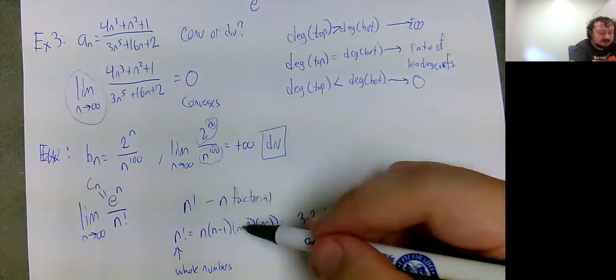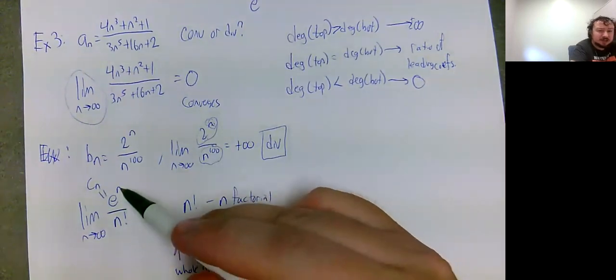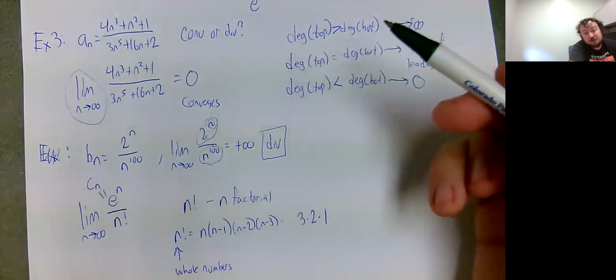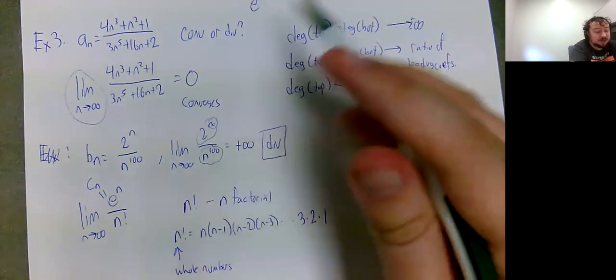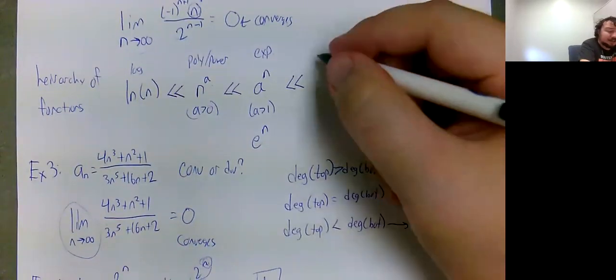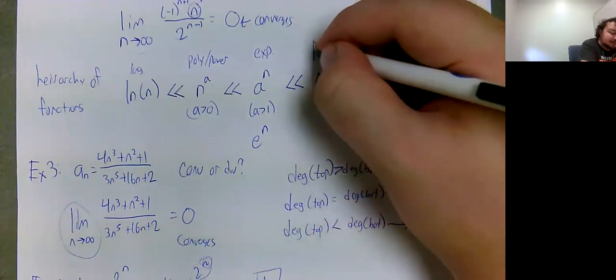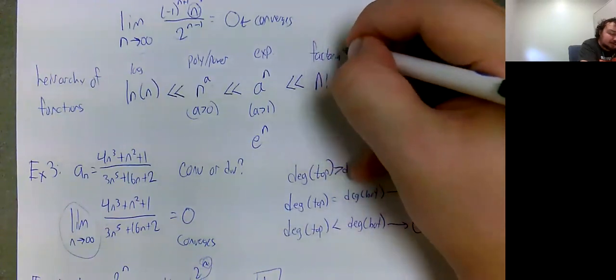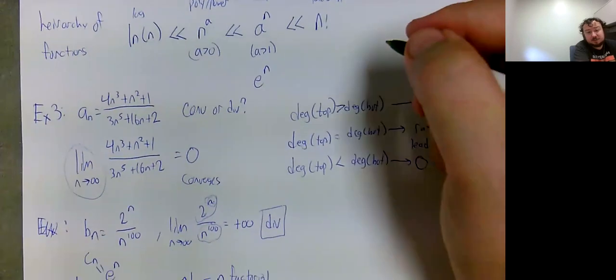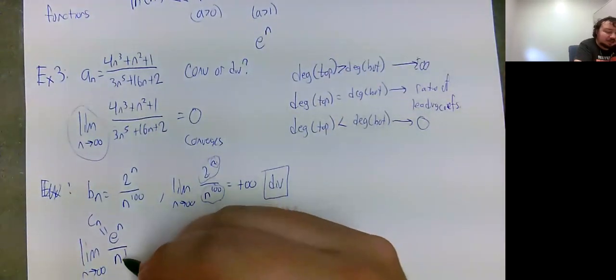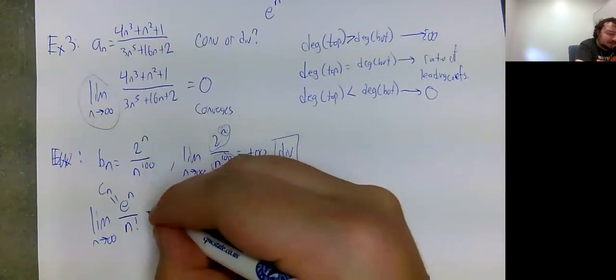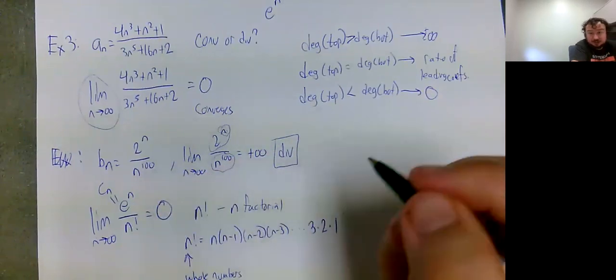Okay, so it seems like we're multiplying a bunch of things together, but then remember, exponential functions are also multiplying a bunch of things together. So which one ends up being stronger here? And it turns out that factorials end up beating out exponential functions. So since our more powerful function is on the bottom in this case, we're going to end up with 0.